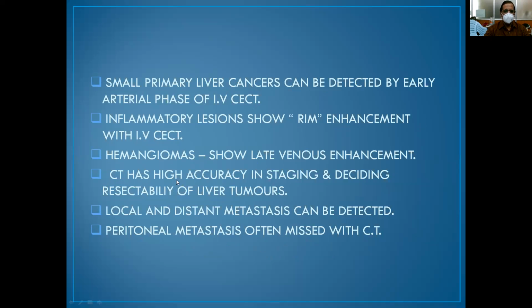And CT has high accuracy in staging and deciding the resectability of liver tumors. So before planning for resection, it gives exact staging, and we can plan for resectability. We also diagnose local and distant metastasis with the CT scan. And the main disadvantage of CT scan is it cannot diagnose peritoneal metastasis, which can be diagnosed only by diagnostic laparoscopy.